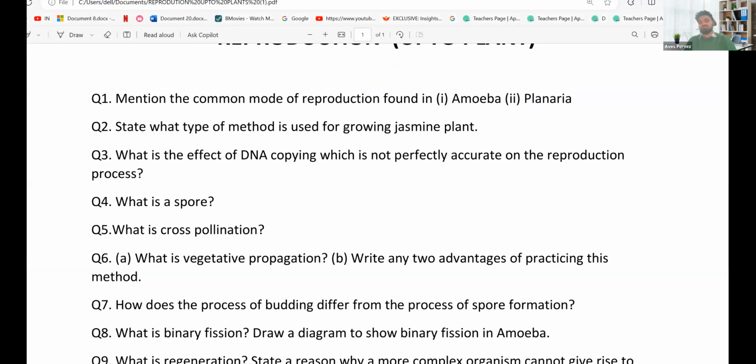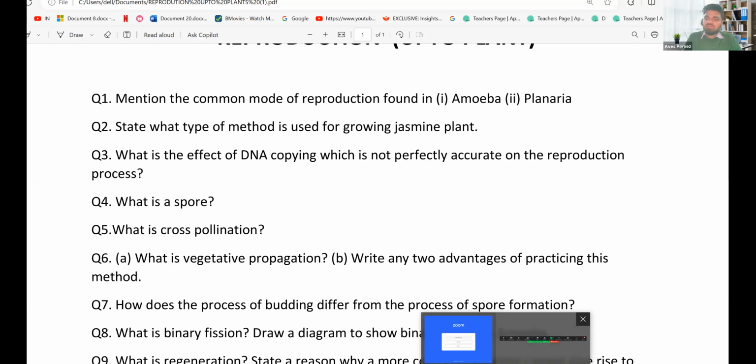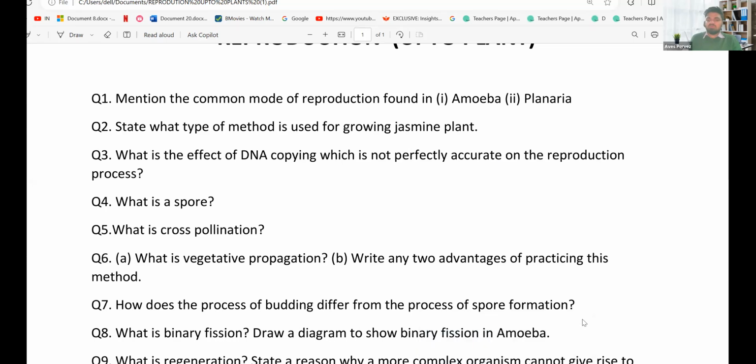Okay, what is cross pollination? Yes, Radhika, you need to answer the question. What is cross pollination? Madhya, are you there? Yes, sir. What is cross pollination? Don't know? No, sir. Yes, Ammar, what is cross pollination?